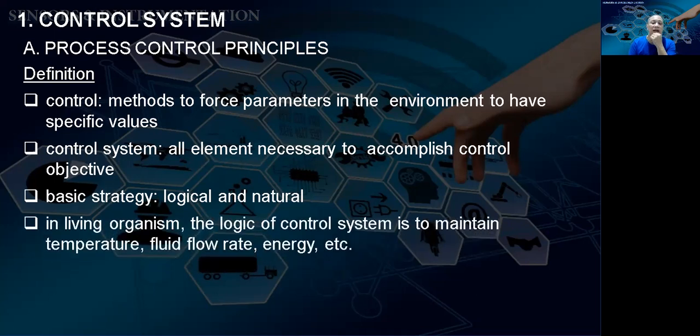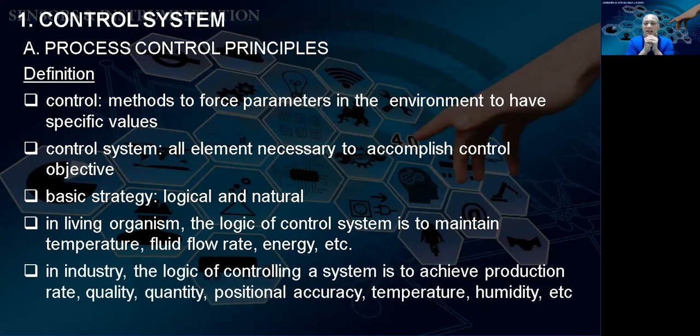In living organisms, like ourselves, for the purpose of self-sustainability or environmental sustainability, we are talking about the logic of a control system to maintain temperature at a certain point, or fluid flow to flow at a certain rate, and energy, and so on. In industry, it is the logic of controlling a system to achieve some production rate, quality, quantity, positional accuracy, temperature, humidity, and so on. So both are applicable, in living organisms, in our daily life, and also in industry.